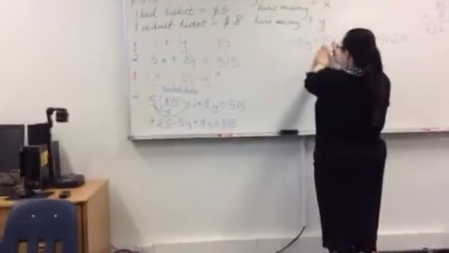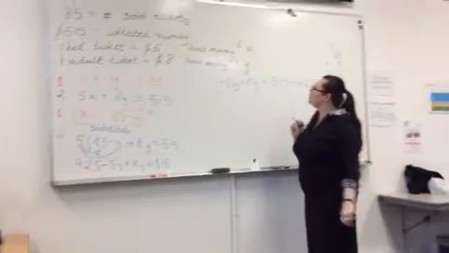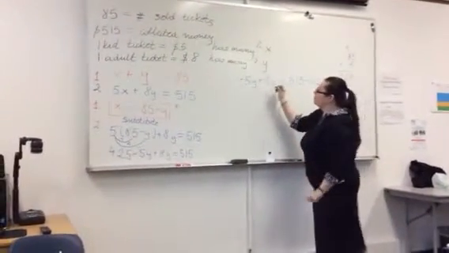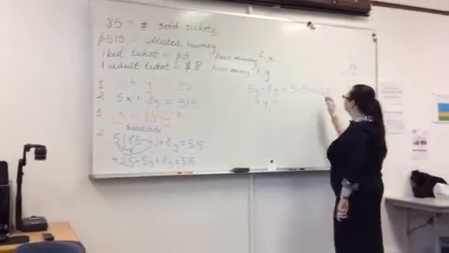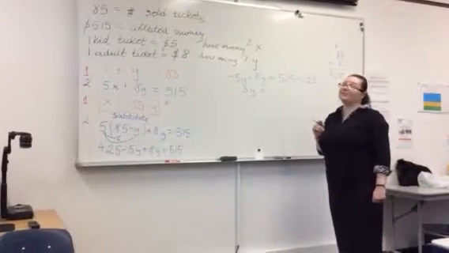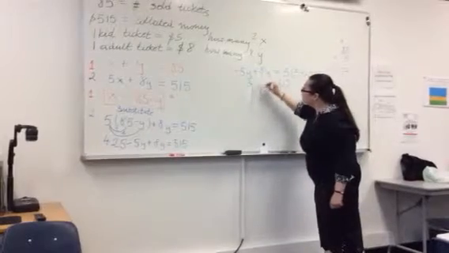So we have plus 8y's and minus 5y's, so the calculation is 3y, yes? 3y is equal to 515 minus 425, which is 90. Yes? Okay, so now we need to figure out y.